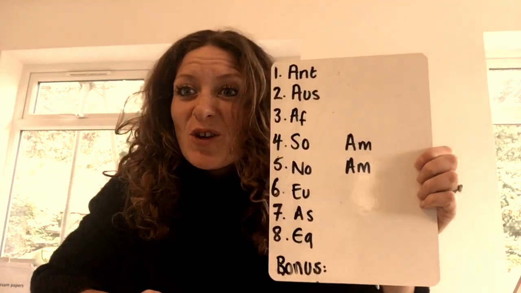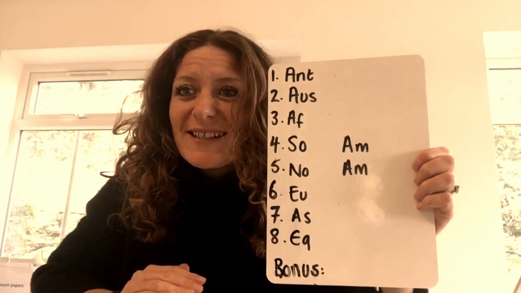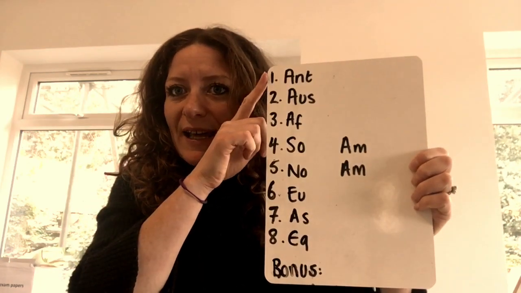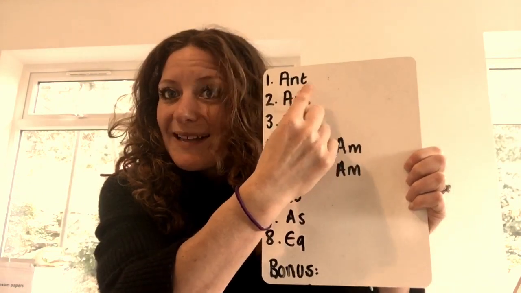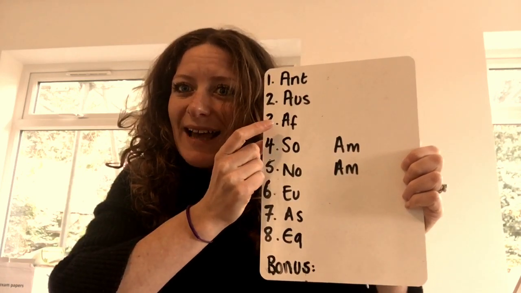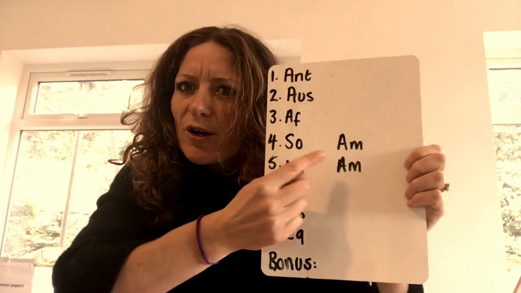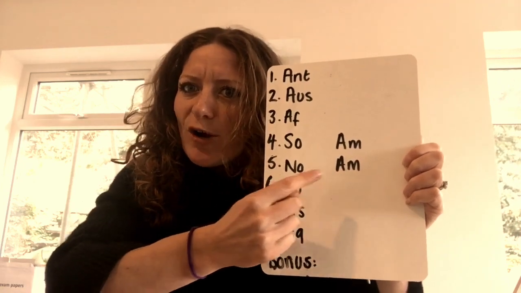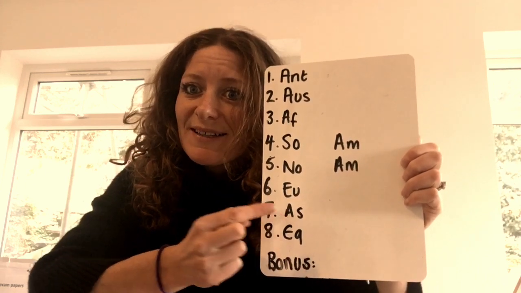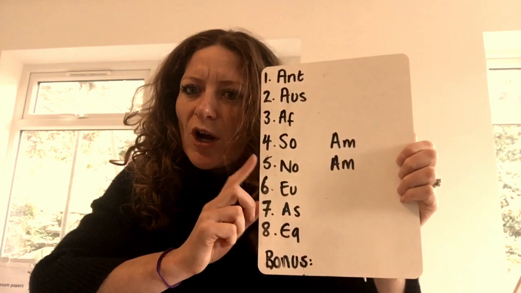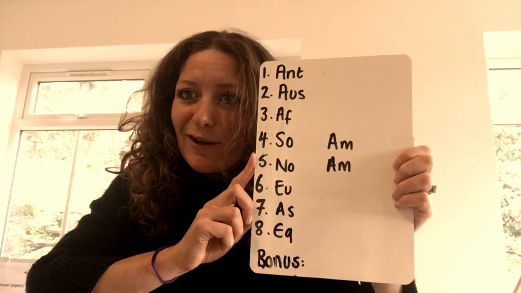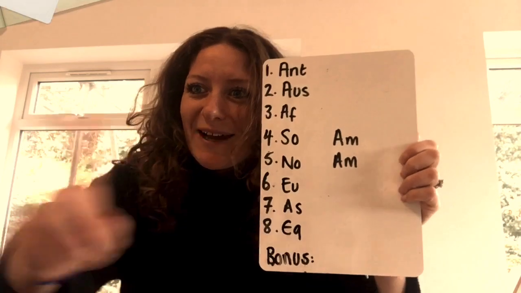Okay, so for those of you that did need a little clue, don't panic, all right? This is quite hard and it's quite a long thing to try and learn. So you can see that what I've done here, I've put 1 and then ant, because ant is the start of the word Antarctica. 2 has got Oz. 3 is af. 4 is S-O and then am. Then 5 is N-O and then am. Then 6, we've got y. 7, we've got as. And then 8, we've got an E-Q. So use this to help you to remember what the names of the continents are and that little line. Cool. Pause the video and I'll see you back here in a minute.